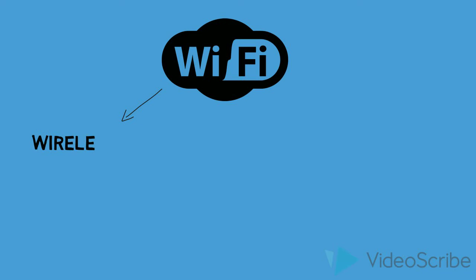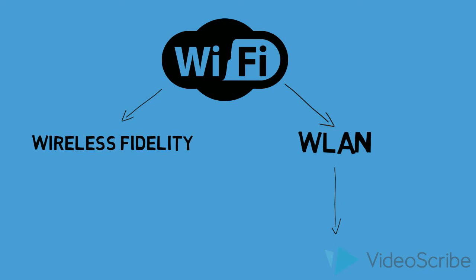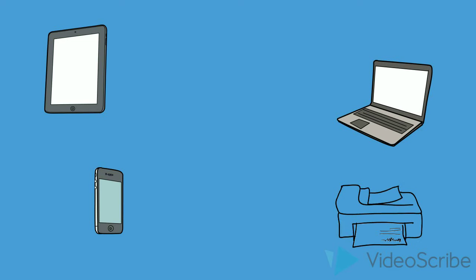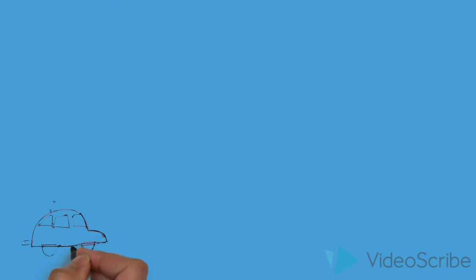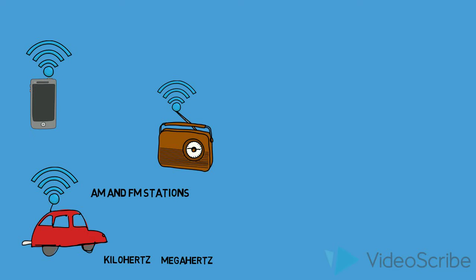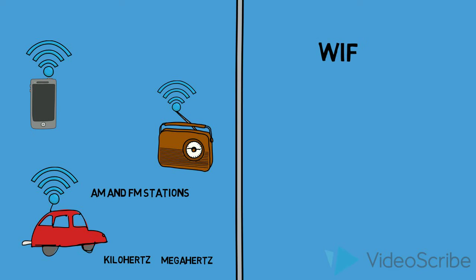Wi-Fi stands for Wireless Fidelity, and it's the same thing as saying WLAN, which stands for Wireless Local Area Network. Wi-Fi works on the same principle as other wireless devices. It uses radio frequencies to send signals between devices. The radio frequencies are completely different, say, from car radios, cell phones, and weather radios. For example, your car stereo receives frequencies in the kHz and MHz range, AM and FM stations, and Wi-Fi transmits and receives data in the gigahertz range.